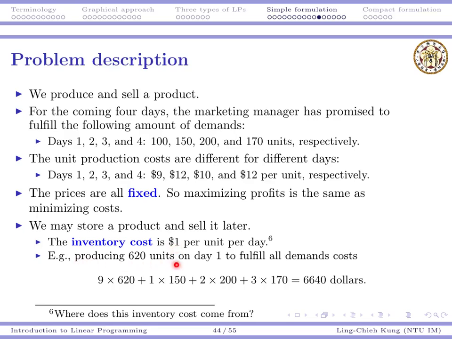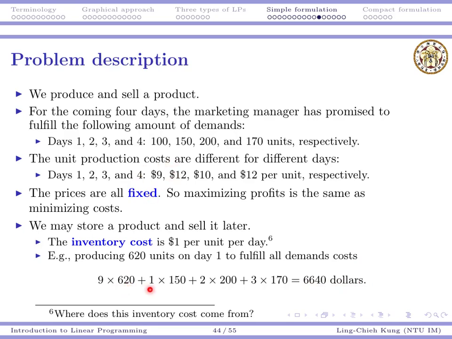Suppose I produce everything today to fulfill all the demands. The total cost I may need to pay is the following. I have 9 times 620. That's for the production cost. And today, okay.